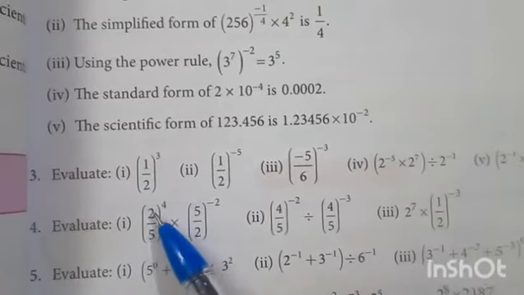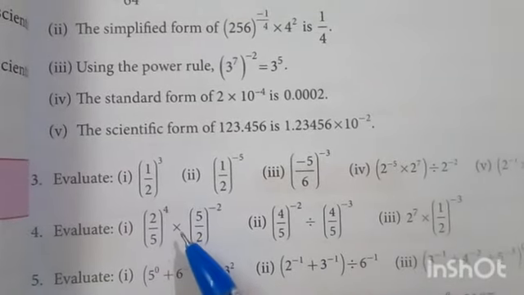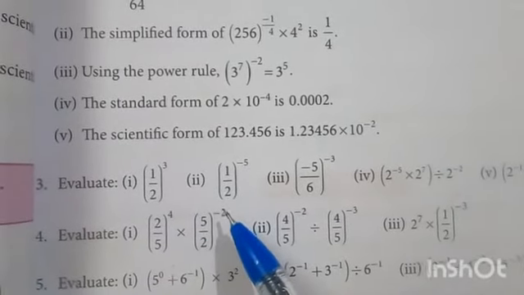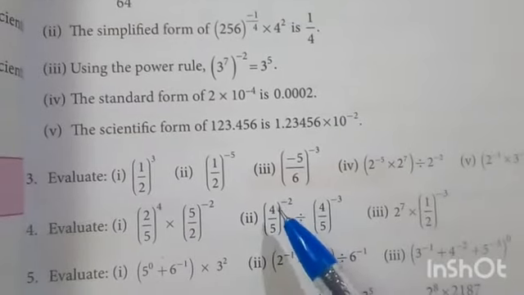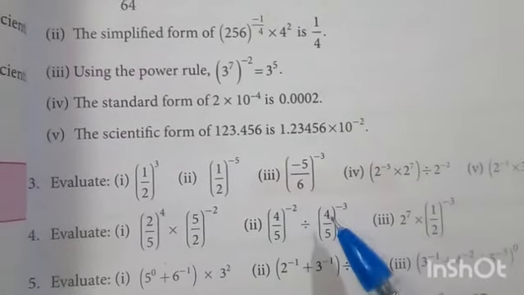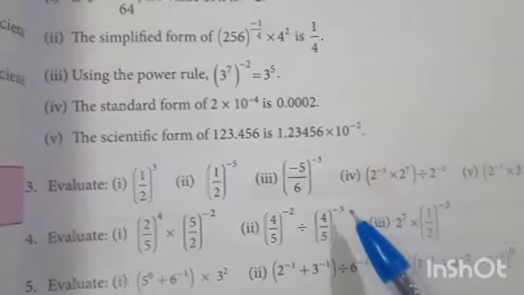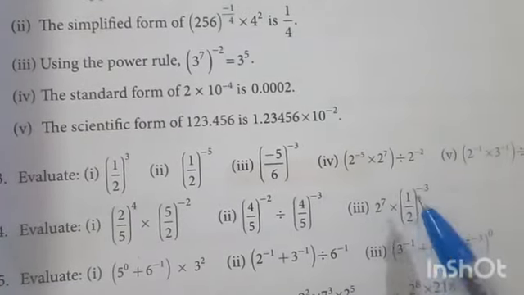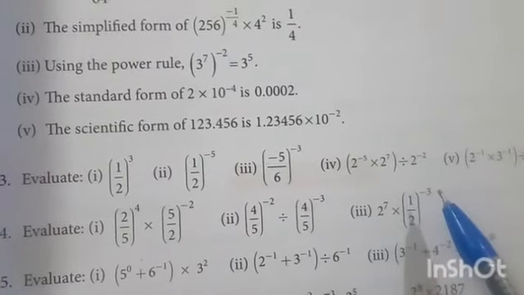Fourth problem, (2/5)^4 into (5/2)^-2. Second problem, (4/5)^-2 divided by (4/5)^-3. Third problem, 2^7 into (1/2)^-3.